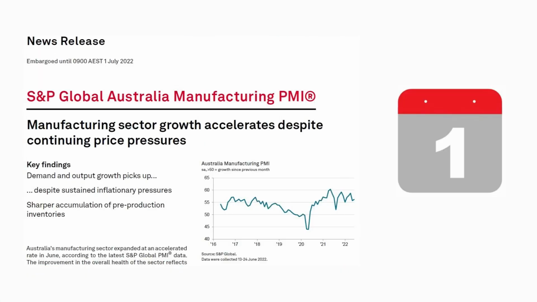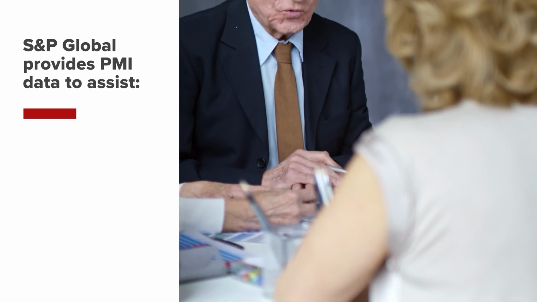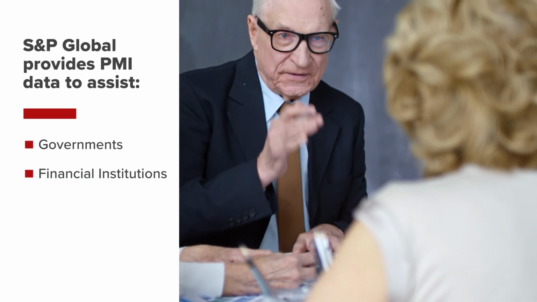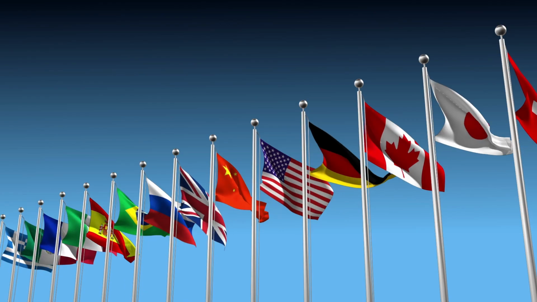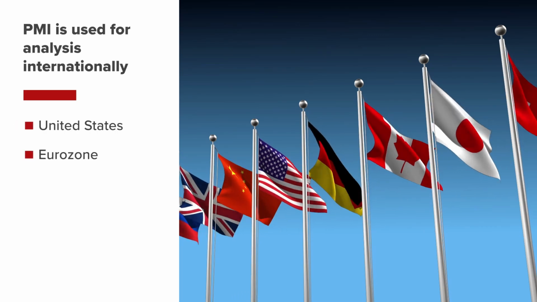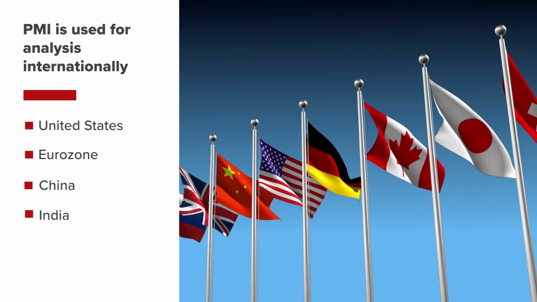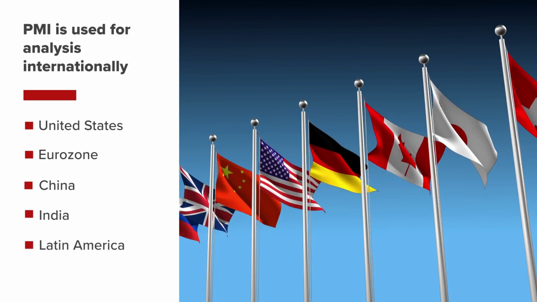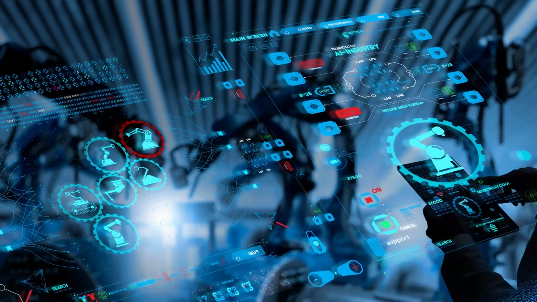The data release is generally published around the first business day of each month at 9:30 am Eastern Time. S&P Global provides PMI data to help governments, financial institutions, corporates, and market participants forecast, analyze, and plan for current and future economic developments. The PMI is an indicator of manufacturing conditions published by S&P Global and other commercial providers in the United States, the Eurozone, China, India, Latin America, and others. Nevertheless, each provider follows a similar diffusion model.